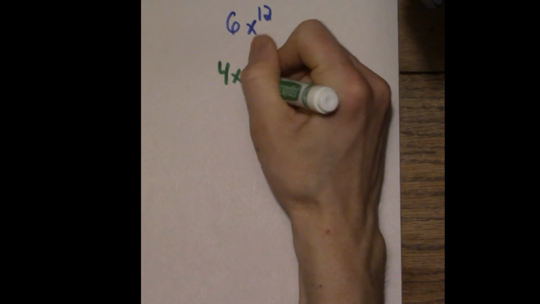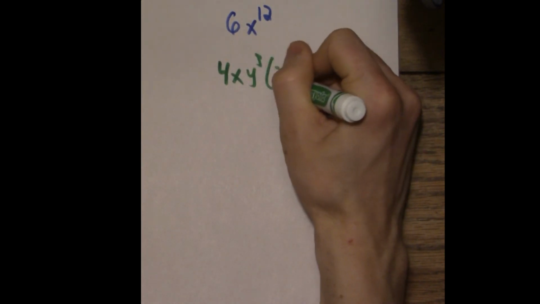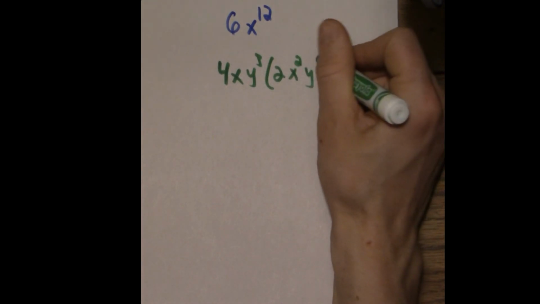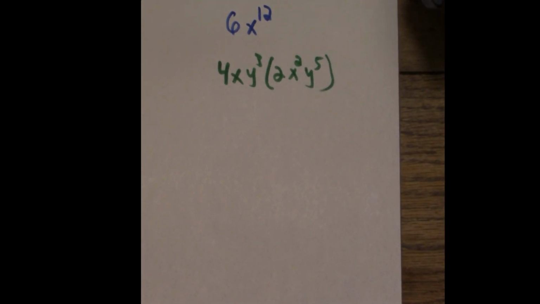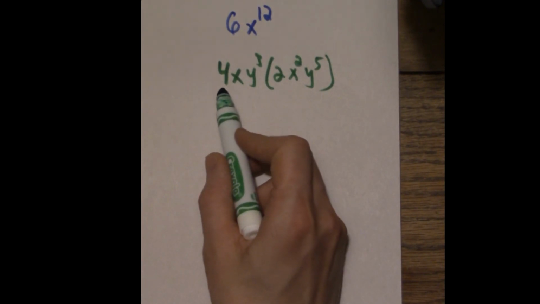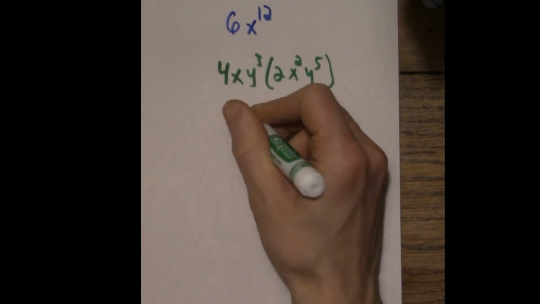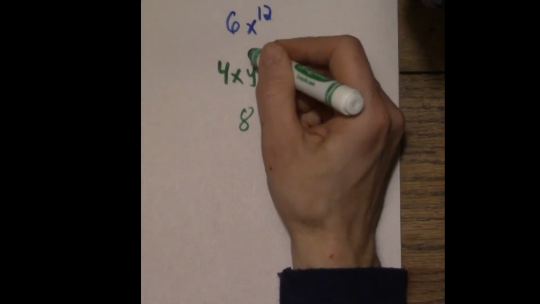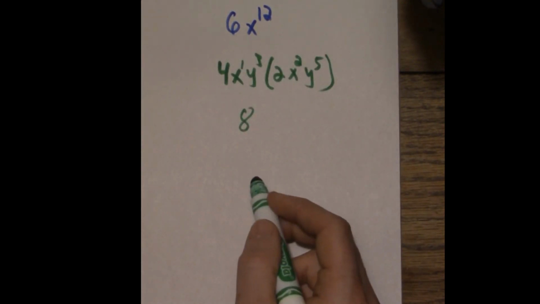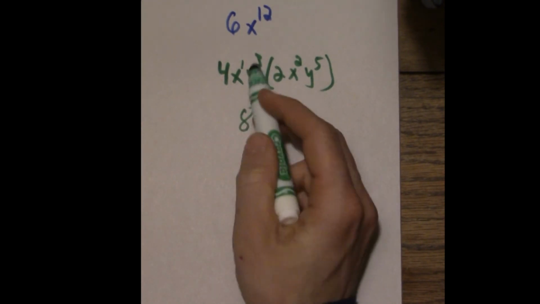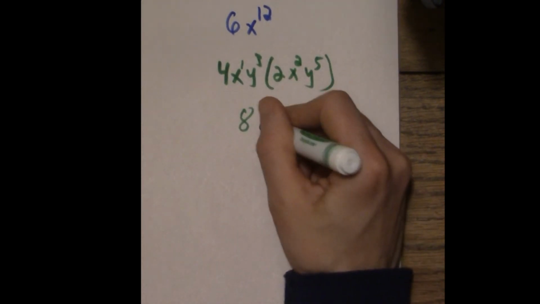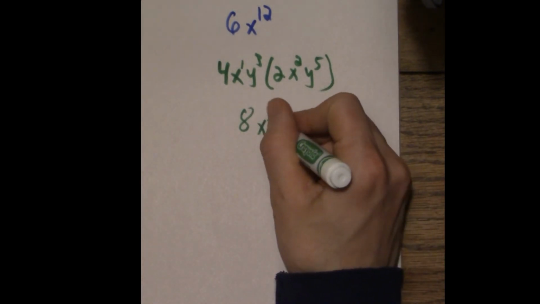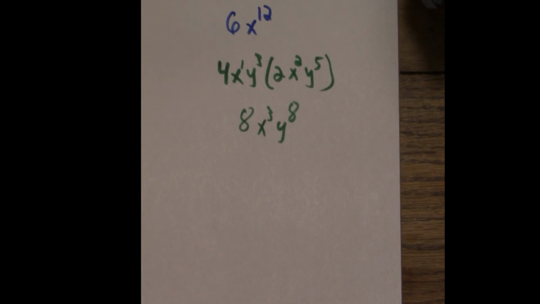4x y to the 3rd times 2x to the 2nd y to the 5th. If we're looking at this one, we're going to multiply the coefficients. So you're going to go 4 times 2. That gives you 8. This x, remember, don't get tricked. This x is being raised to the first power. That x is to the first power. If you want to write a little 1 there, you can. So this is x to the first times x to the second. That's going to give us x to the 3rd. And then y to the 3rd times y to the 5th is going to give us y to the 8th.